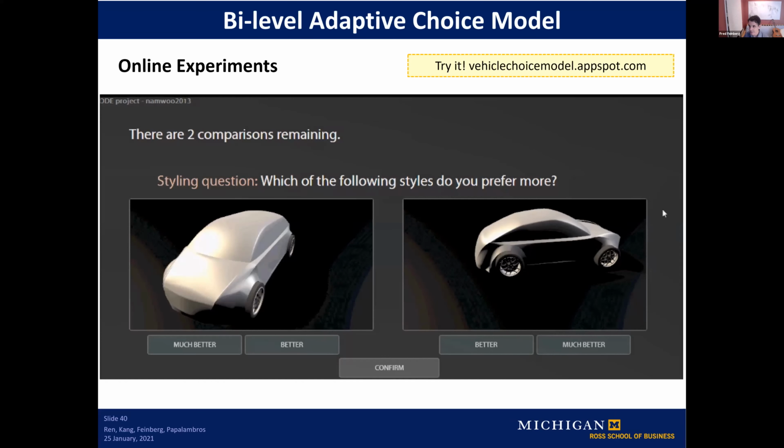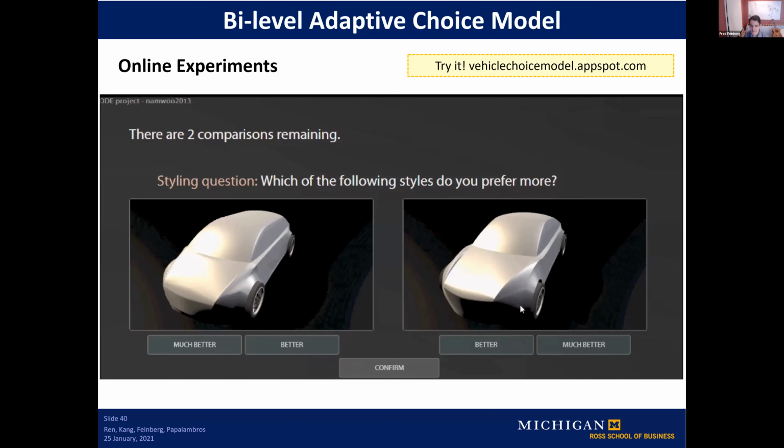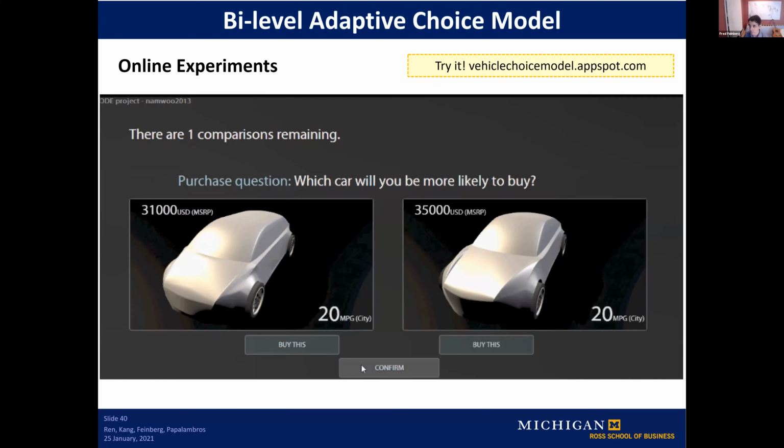Which one will they pick? Can you guess? Correct, the one on the left. And then they confirm it. And again, we ask them, are you willing to pay for that?